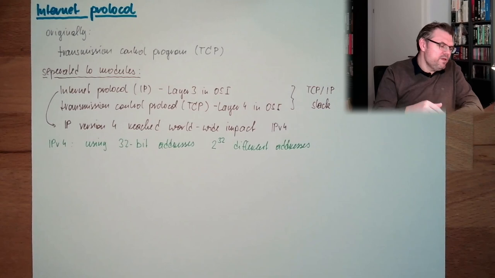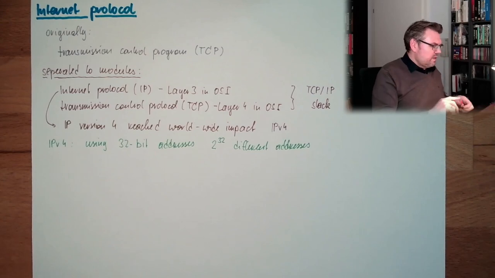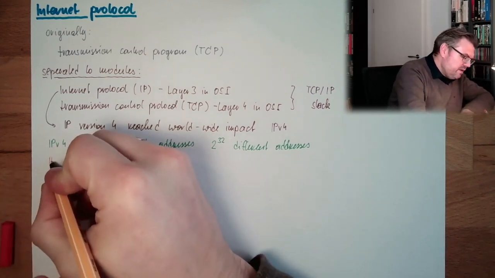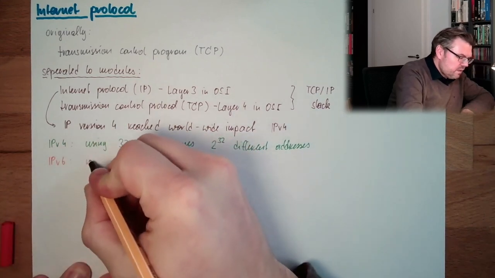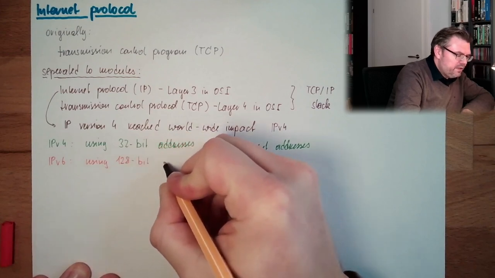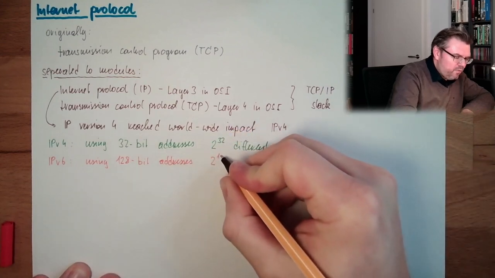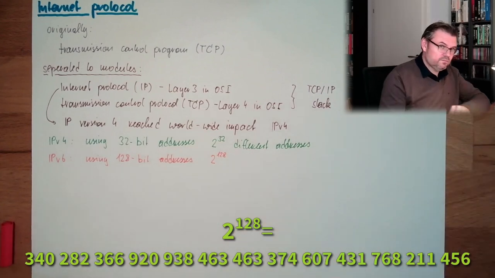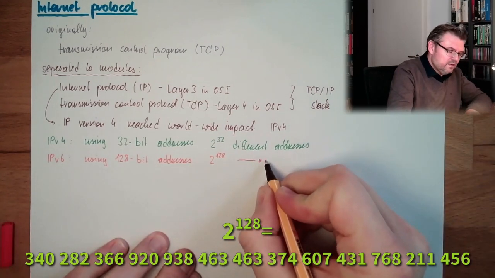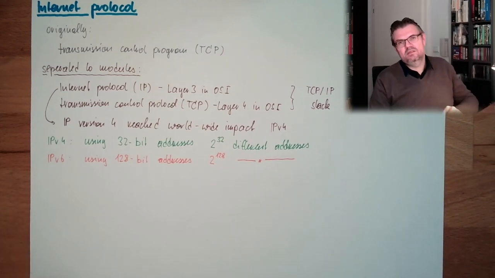This was clear, so they started to develop a successor. The successor, IP version 5, was already used. This was a stream protocol, more experimental than anything else, never widespread. However, it was in use. So the next version was then chosen as IP version 6. And this is using 128-bit addresses. So we have 2 raised to the power of 128 different addresses. A tremendous amount of addresses.